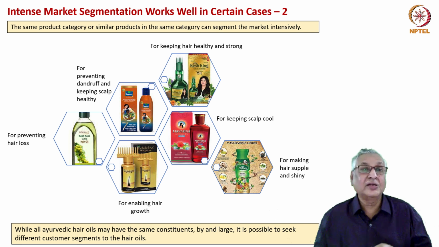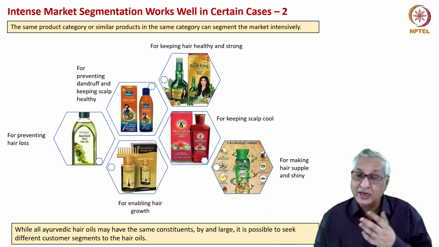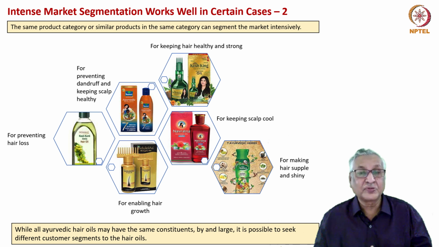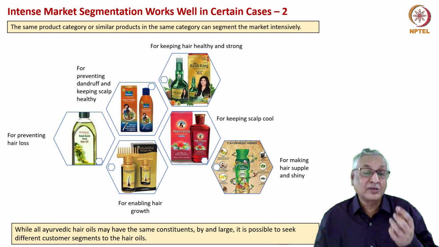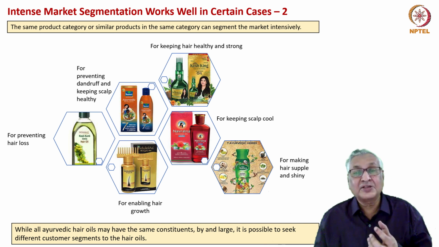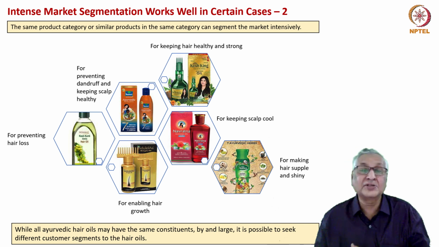Similarly, intense market segmentation works well in certain cases. A classic case is that of hair oils. Once upon a time, there was no hair oil other than coconut hair oil. But today, the same product category or similar products in the same category are segmenting the market intensively.